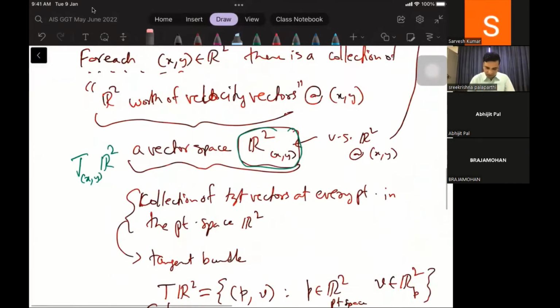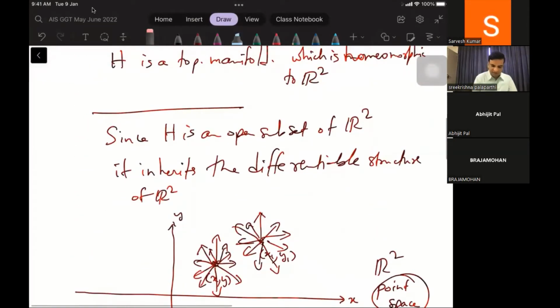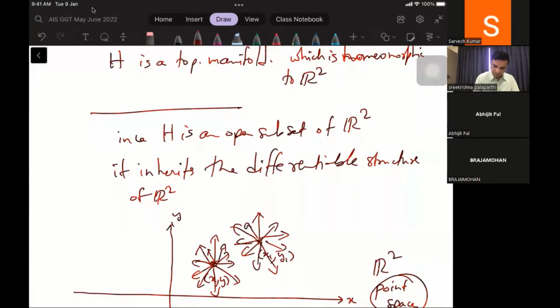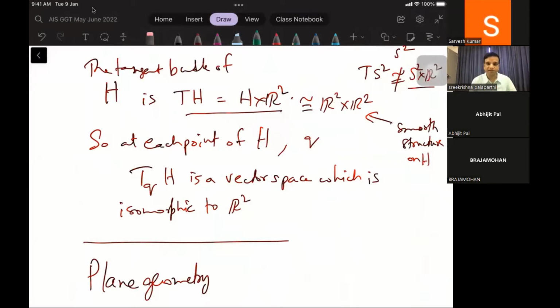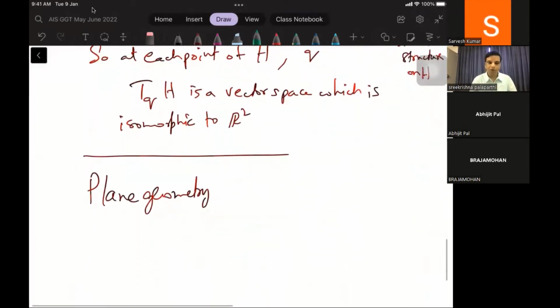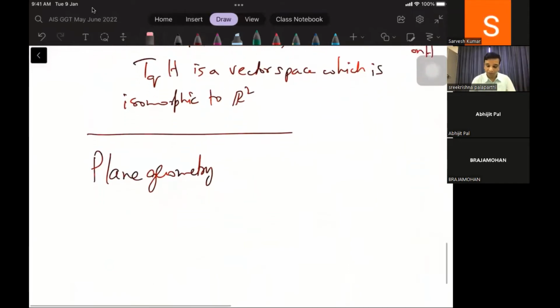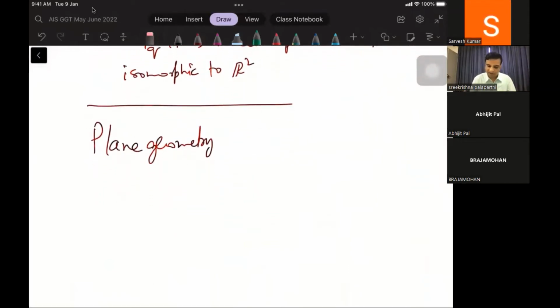That's what I mean by this sentence. Here I said that since H is an open subset of R2, it inherits the differentiable structure of R2. So basically, we have the tangent bundle, which is H cross R2. Now, the issue of geometry. So far, H and R2 are not different. Now the issue of geometry comes in. From history, the hyperbolic plane was discovered basically to create an alternative geometry. So far H and R2 are the same planes.